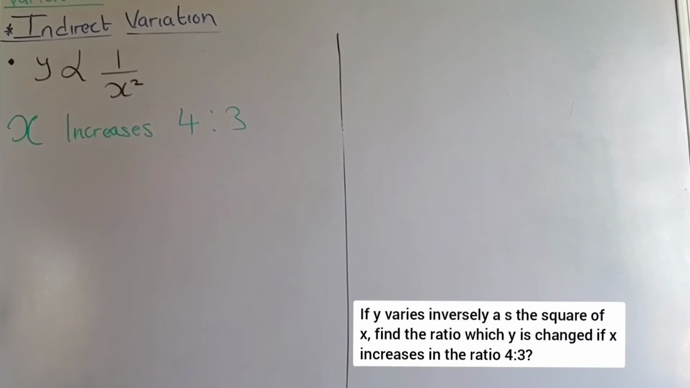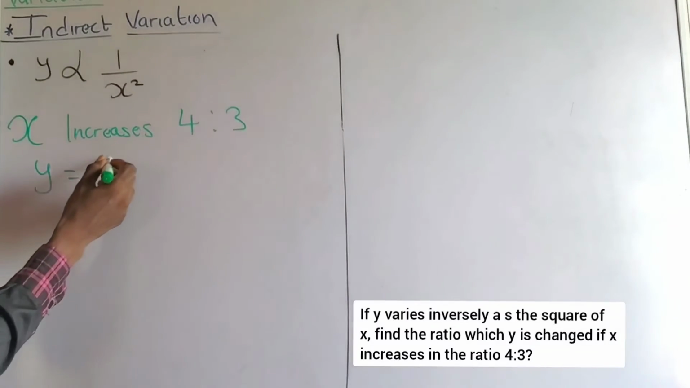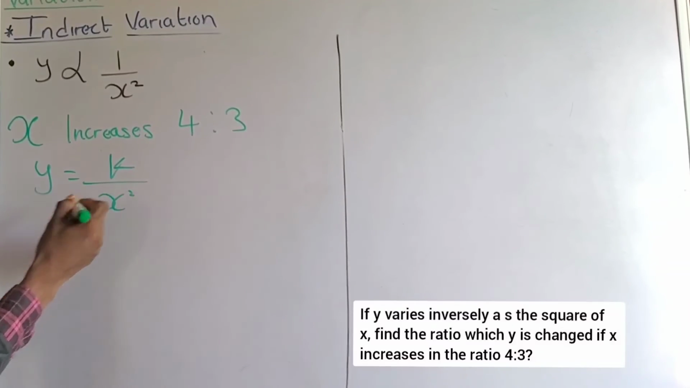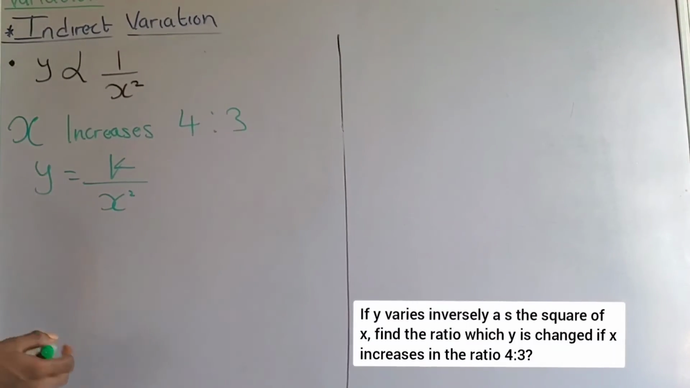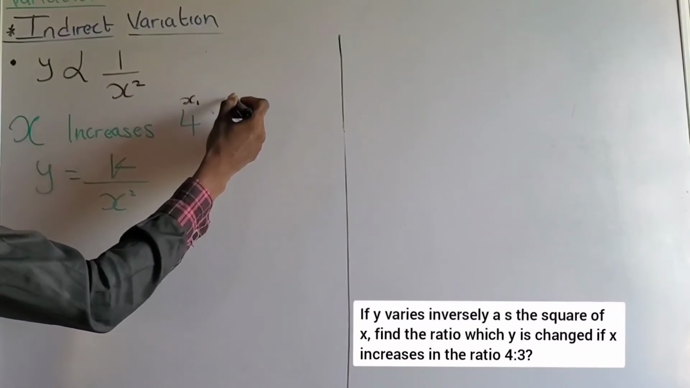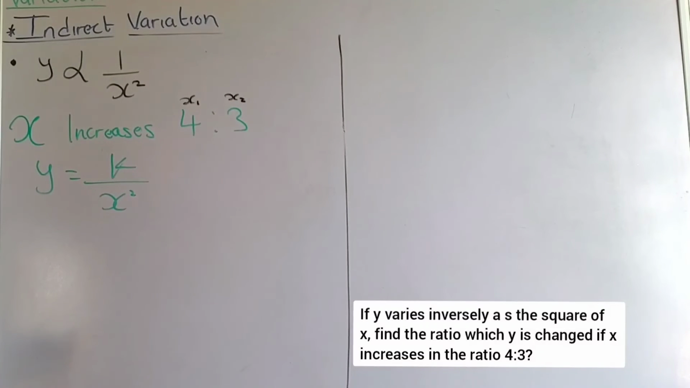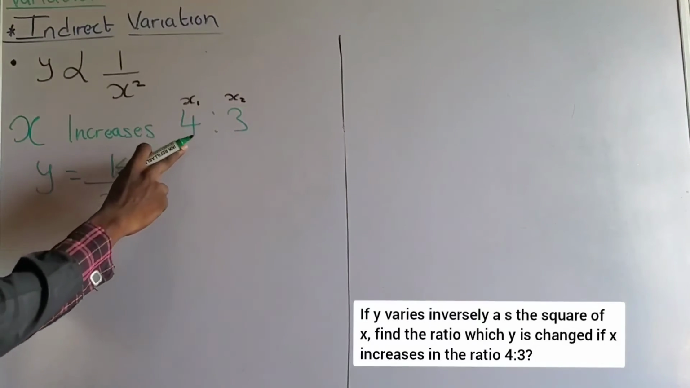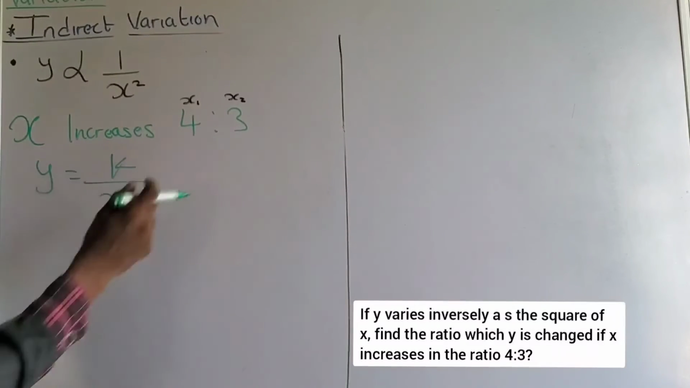In dealing with this question, let us first change the variation sign to an equals sign. By doing that, we have to introduce a proportionality constant. So I'm going to have y equals k all over x squared, right? Now I want you to pay attention. We have x as these values. Let's call this one x1, let's call this one x2. Now let us determine the value of y when x is 4 and the value of y when x is 3. So let's go.